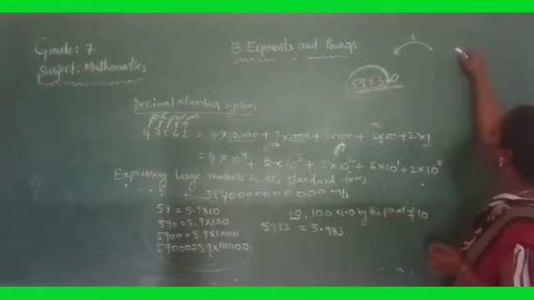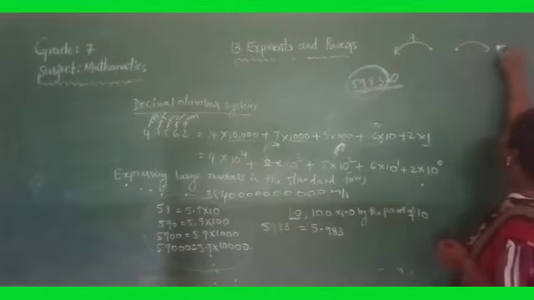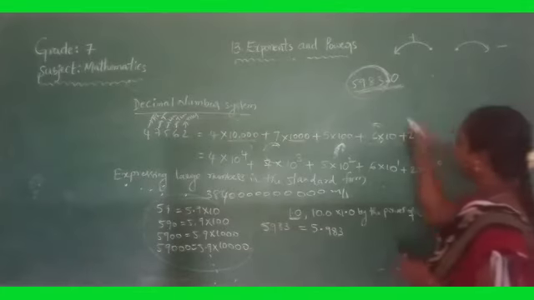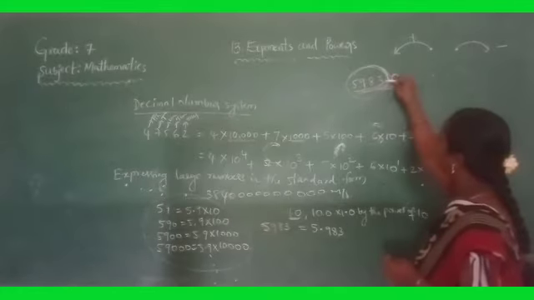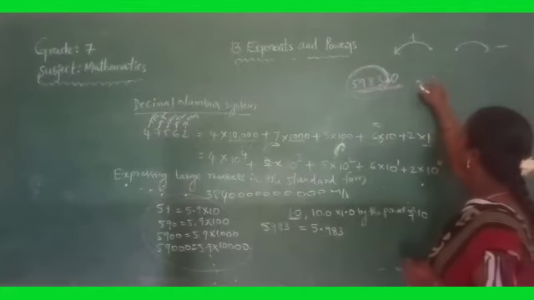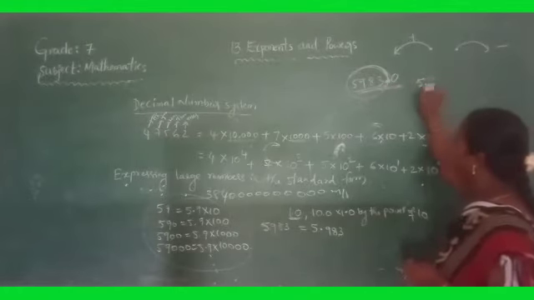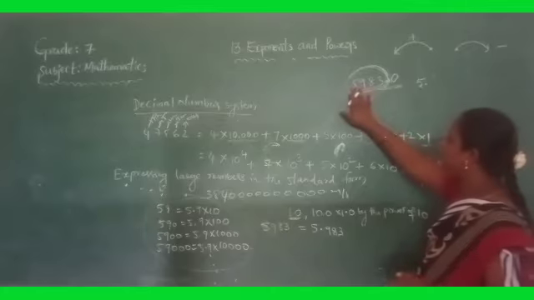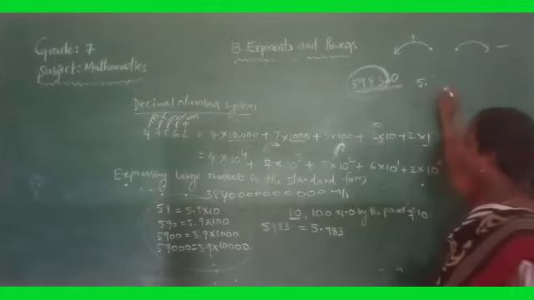Suppose if you shift the decimal point to the left, you have to give the negative sign. Here we have to shift this decimal point to the left. That is 5 point. So one digit after the decimal point should be kept.